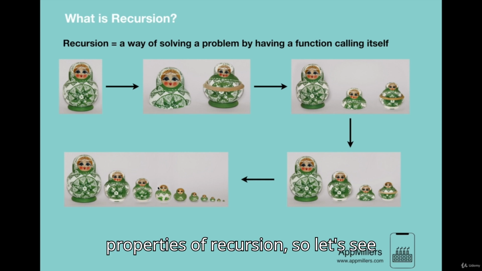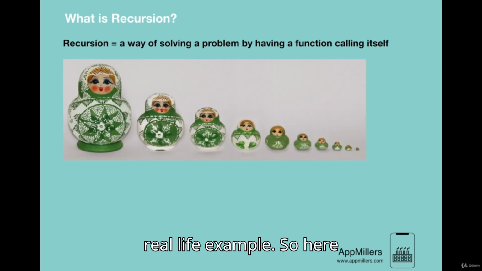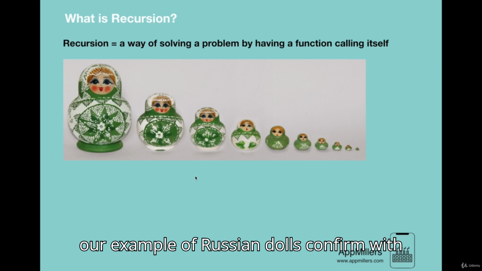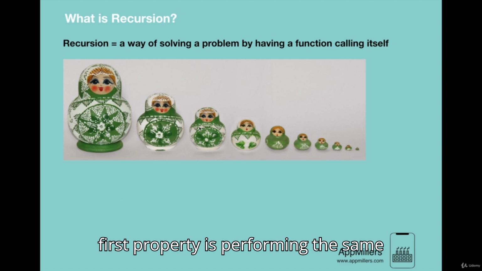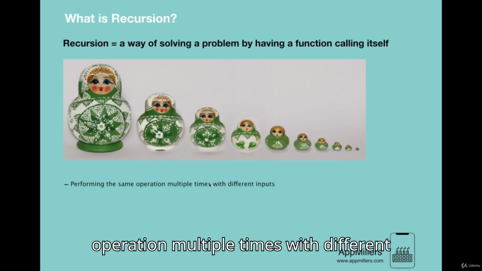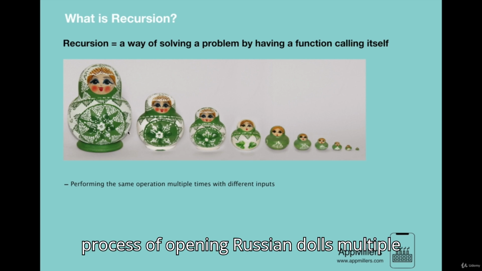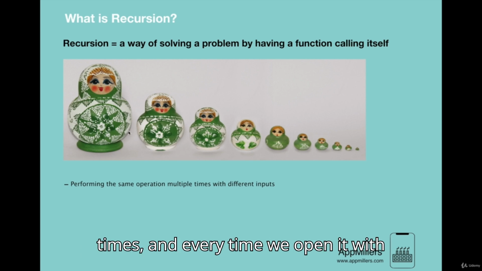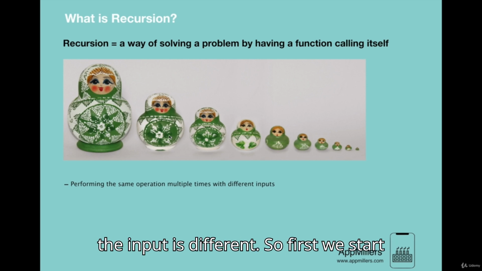There are many properties of recursion. So let's see the properties of recursion based on this real-life example. Our example of Russian dolls conforms with the main properties of recursion. The first property is performing the same operation multiple times with different input. We perform this process of opening Russian dolls multiple times, and every time we open a different size of doll, which means that the input is different.